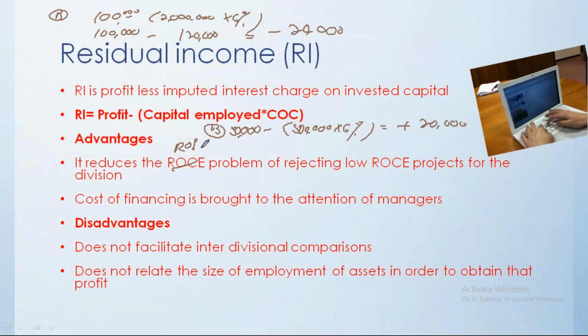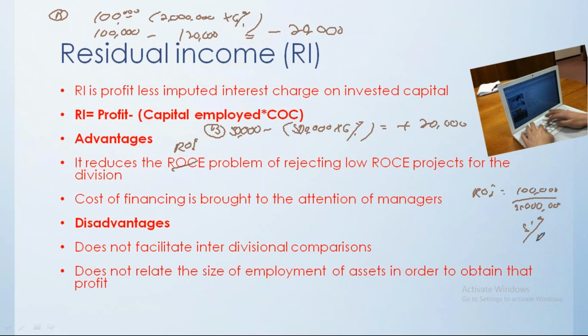Cost of financing is brought to the attention of managers. Now the manager earlier, in the ROI situation, looks at 100,000 profit. He looks at 2 million and he will say, hey, I'm getting 5%, 2 million, 100,000, 5% return. What's wrong with me? Because he does not know the cost of capital is 6%. But the RI brings the cost of capital immediately to his attention. So immediately he knows, wow, 5% is not good enough. I need to make 6%.